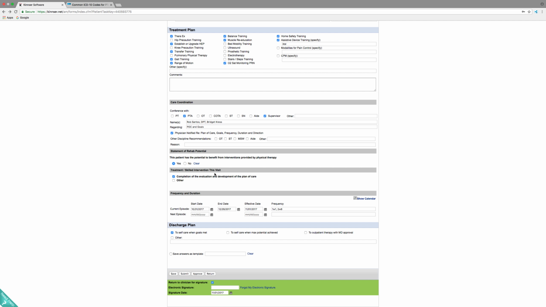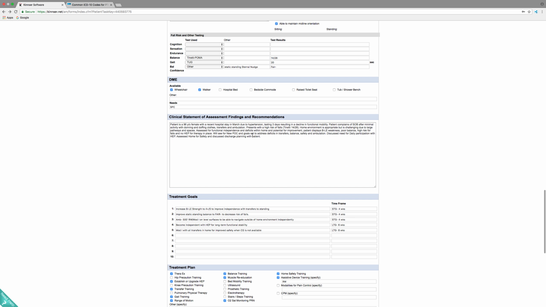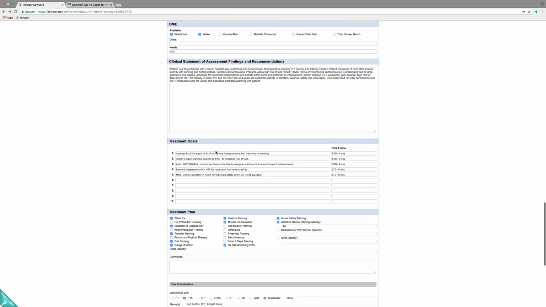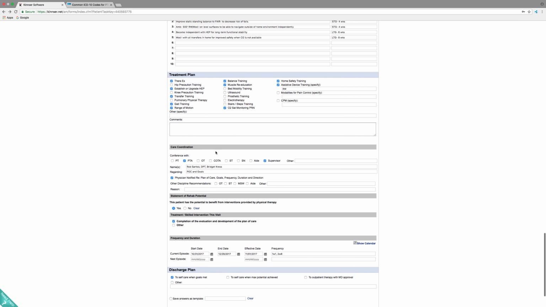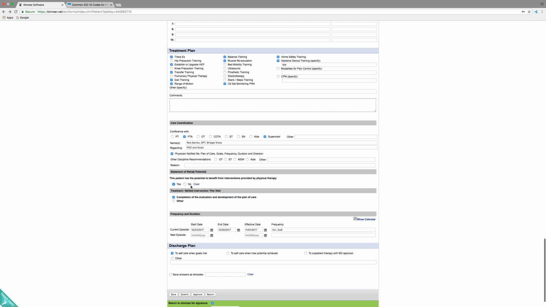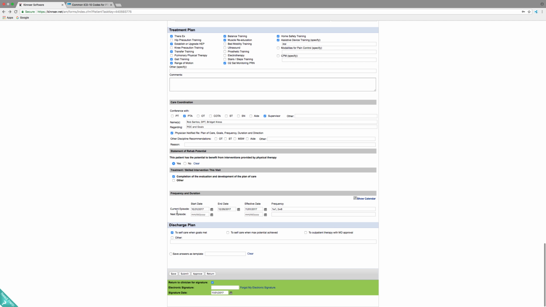Treatment, skilled intervention this visit. We used to have to document completion of this evaluation and development of this plan of care. We used to have that documented somewhere in this section right here. It would have to be either indirectly or directly said, but there were too many notes being denied from Medicare, so Kinnser added this portion in just to make it very simple and very direct. Click the box, completed the evaluation and development of plan of care.